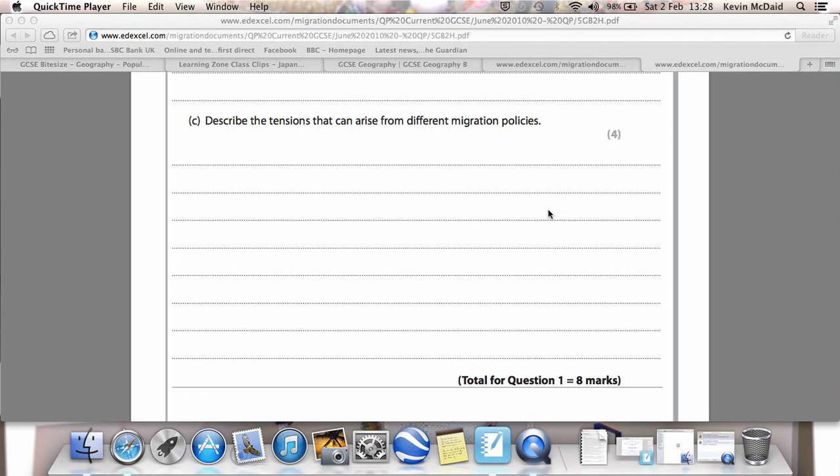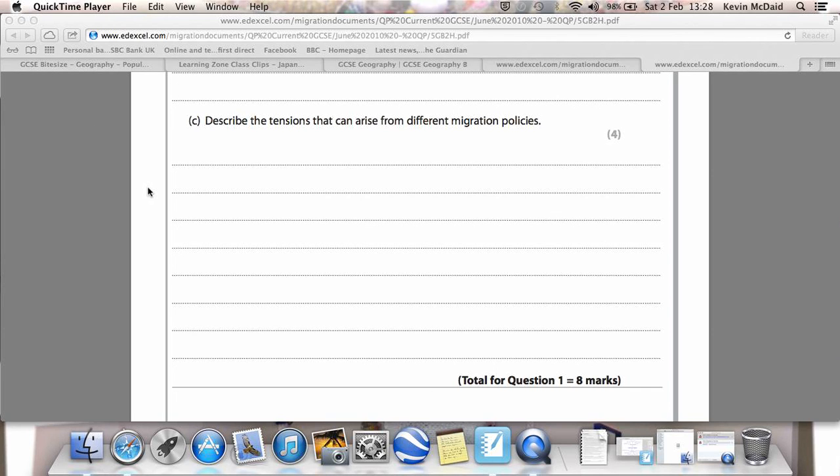Different migration policies will bring in different cultural groups within a country. So there can be issues of social unrest, of racial tensions, and things like that. Okay? So make 2 points, expand each point. That's how you get your 4 marks.